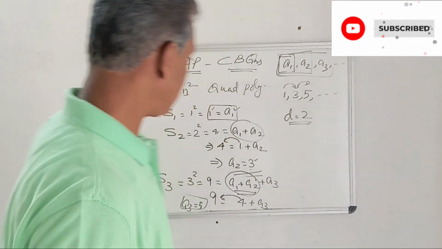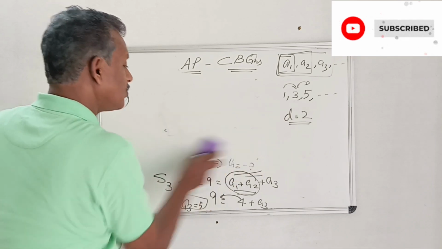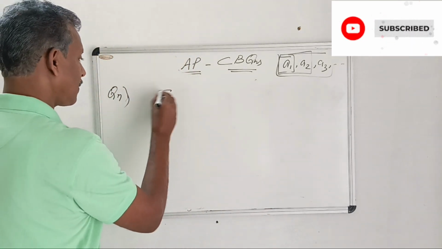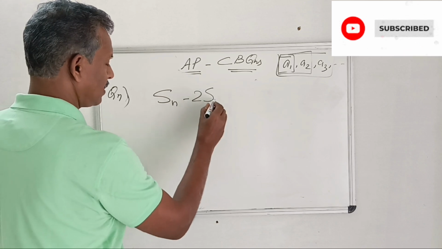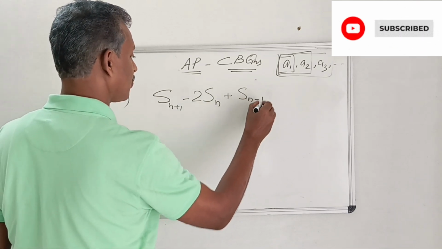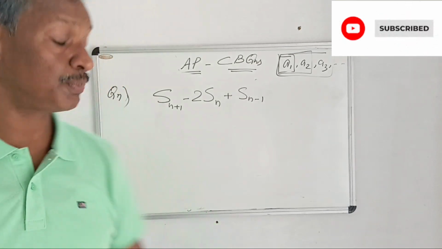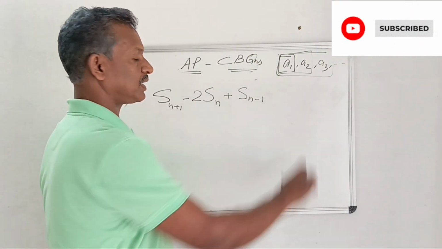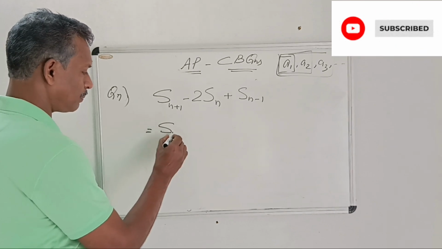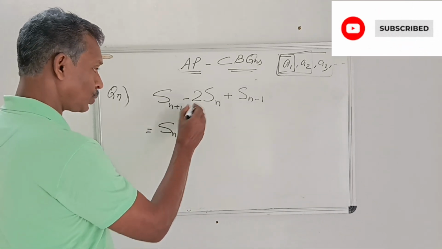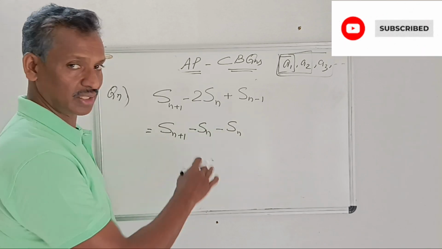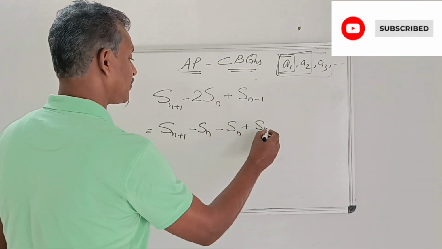Okay, there may be a question like this: Sn plus 1 minus 2Sn plus Sn minus 1. It may be asked, prove that this is equal to D. This is a little bit higher level question. Let's discuss this. Here I split 2Sn like this: Sn minus Sn. Sn 2 times we have written with a minus, so it becomes minus Sn, minus Sn, that is minus 2Sn, plus Sn minus 1.